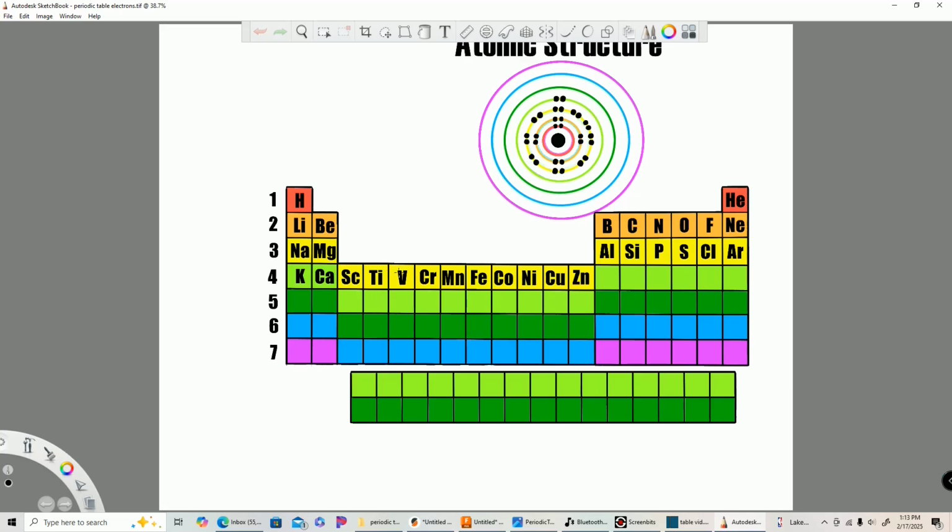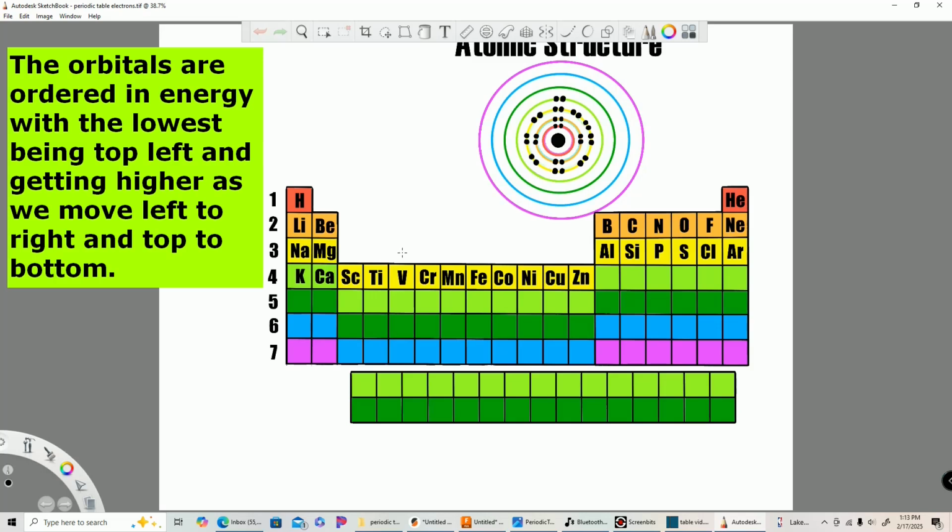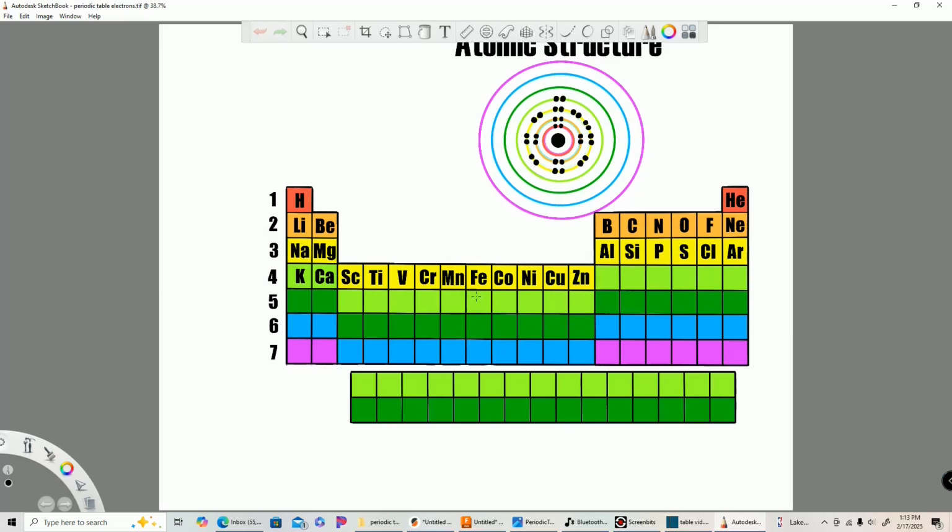That's because the 3D orbital is not up here, because that would mean that the 3D orbital is lower in energy than the 3P, because remember, this is ordered in terms of energy from left to right, top to bottom. So this shows you that the order in energy is the 3S, then the 3P, then the 4S, and then the 3D is actually the highest in energy.